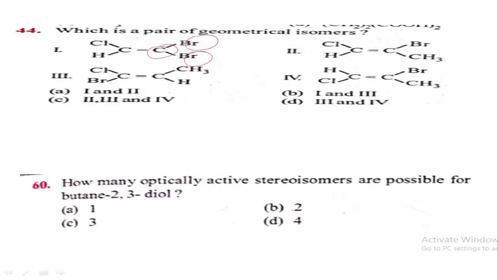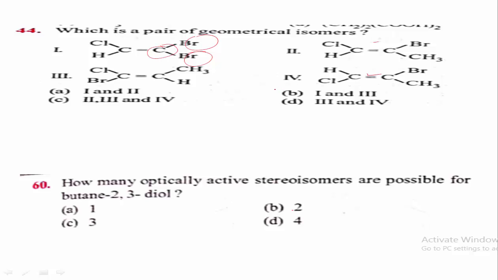Next, come to the second structure. Here a double bond is present. Here Br, CH3, Cl, H. It also shows geometrical isomers. Next, if you come to the third structure, it also contains four different groups. It also shows geometrical isomerism. Here four groups are different, therefore it also shows geometrical isomerism. Then your answer: the second one, third one and fourth one show geometrical isomerism.